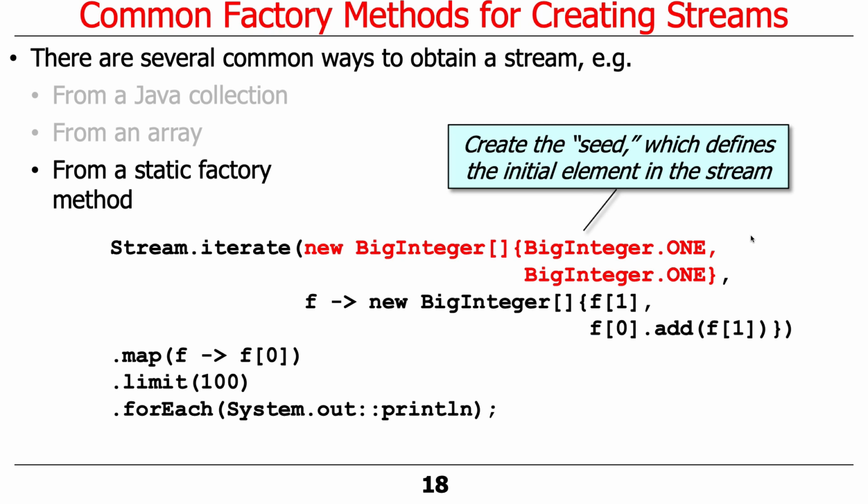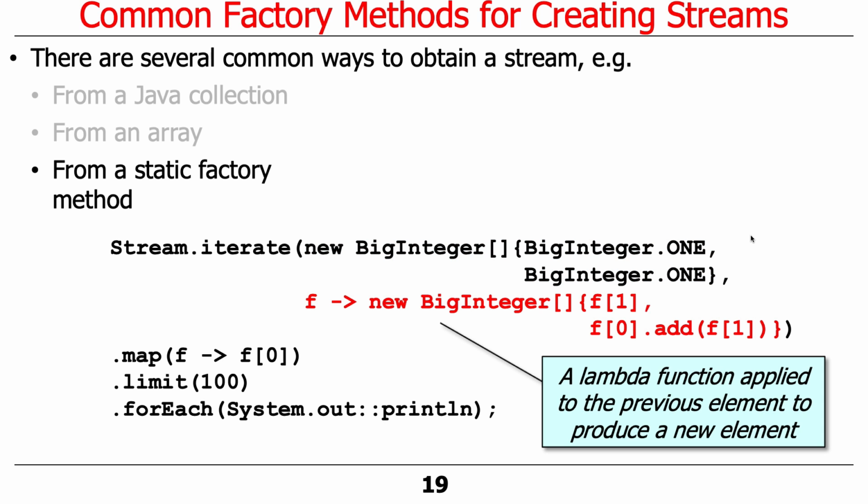So we start initializing this thing with 1. Then what we have is a lambda function. And this lambda function will be used to generate the next element in the stream. And this will go on and on forever, actually, unless we limit it somehow. So what the lambda function, the generator function, is going to do is take the big integer array passed to it from the previous stage, and make a new big integer array, which will take the value of f sub 1.